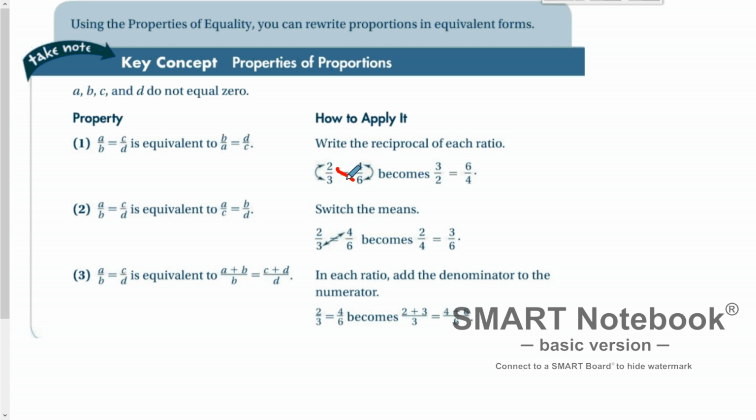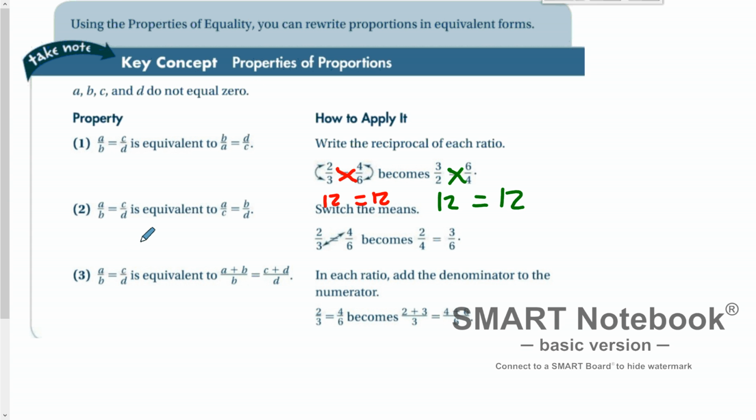If I multiply these two, that'd be 12, and I multiply these two, it'd be 12. 12 equals 12. After I've done flipping them, if I multiply these two, I still get 12, and I multiply these two, I still get 12. So it'll work. That's the first property. It's just the reciprocal. I just flip both fractions.